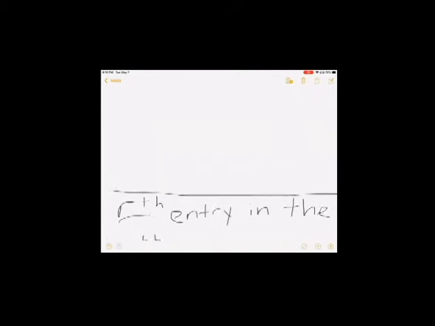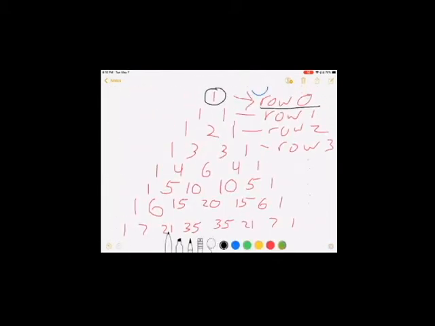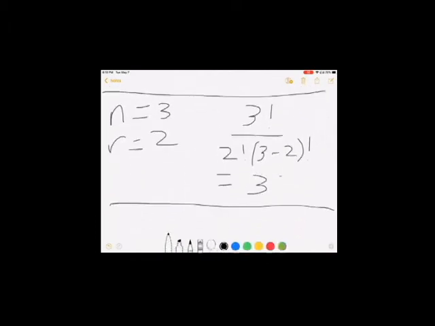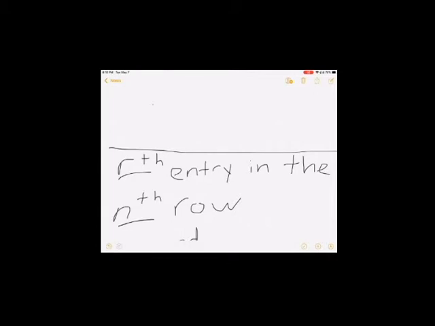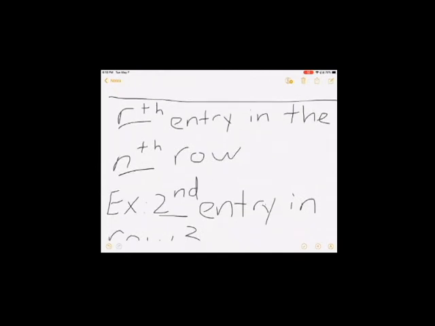Now if we go up to our triangle and we look at row 3, which is this one right here, the 1, 3, 3, and 1, and we look at the second entry, we see that we get 3. And we can see that that is the exact same answer as when we plug it into the formula. So when we're dealing with combinations and we want to know how many combinations are possible when choosing r things from a set of n, we simply look at the rth entry in the nth row.